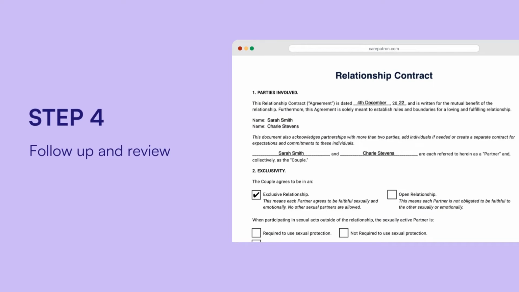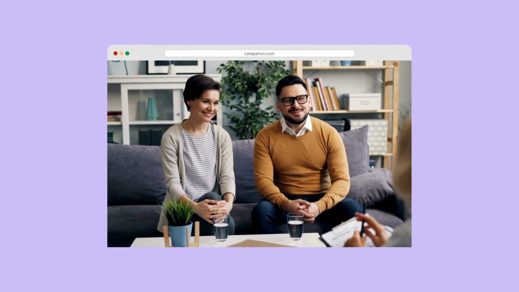Follow and review. The successful implementation of a relationship contract lies in its ability to be reviewed and adapted to change with the individual circumstances or feelings. Set dates in the future to discuss how the contract is suiting all parties and whether changes need to be made or whether goals aren't being met.